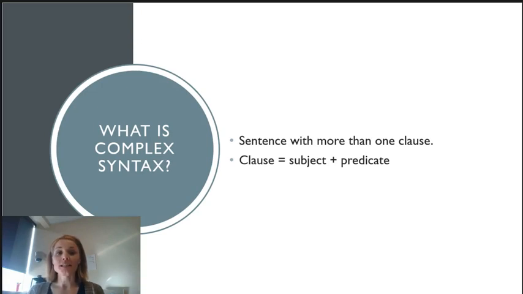All right, so complex syntax is simply when a sentence contains more than one clause. And a clause is a part of a sentence which contains a subject and a predicate. The subject is the part of the clause that indicates what it is about or who performs the action, and the subject is usually, but not always, a noun. And then the predicate is the part of the sentence which contains a verb and says something about the subject.